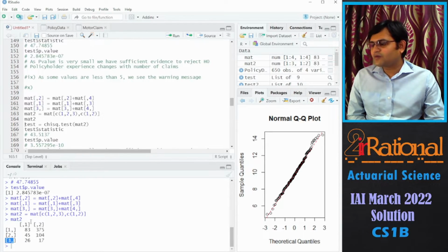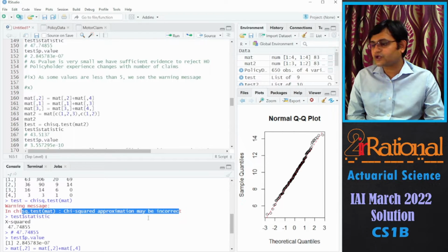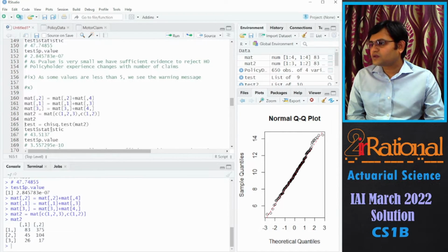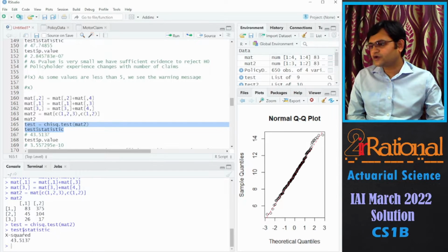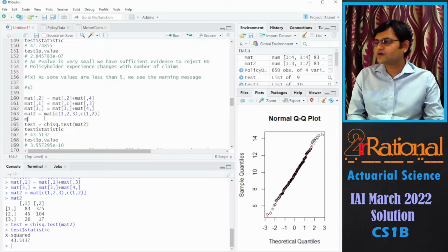Now after combining these, you can see clearly that none of these values are less than 5. So we will not see this warning message. Now let's run the same test here. You can see we do not get any warning message because all values are greater than 5.